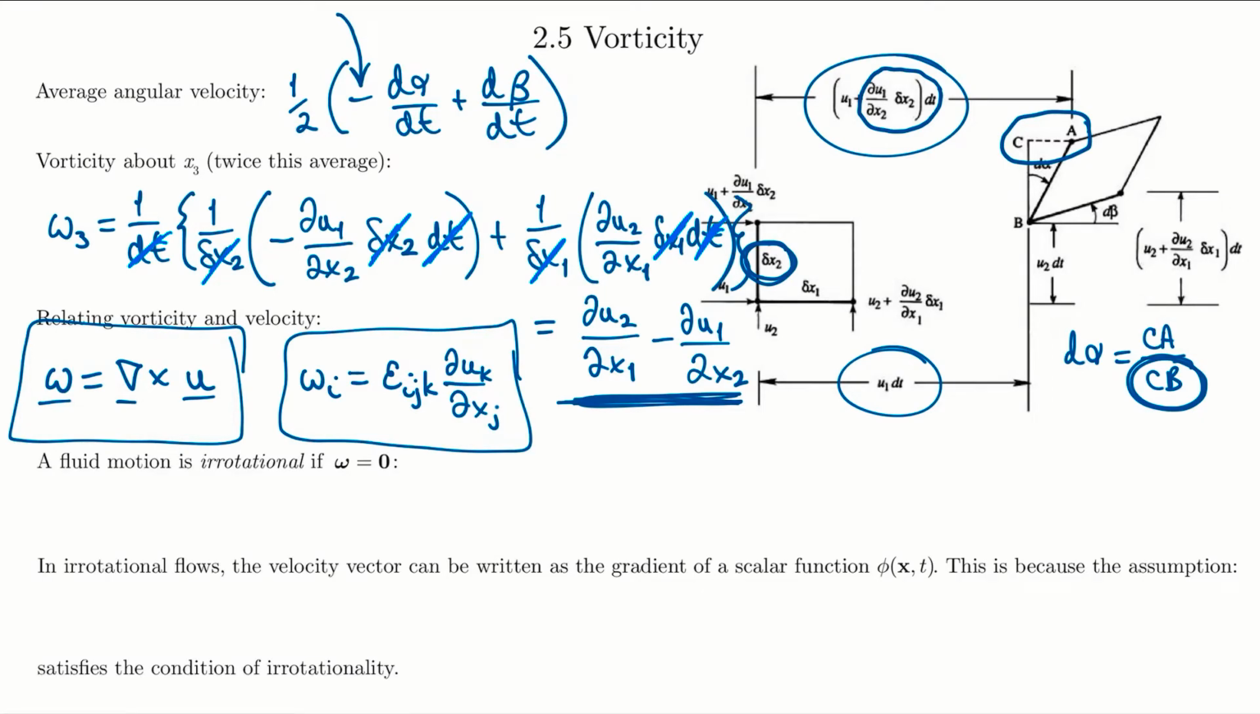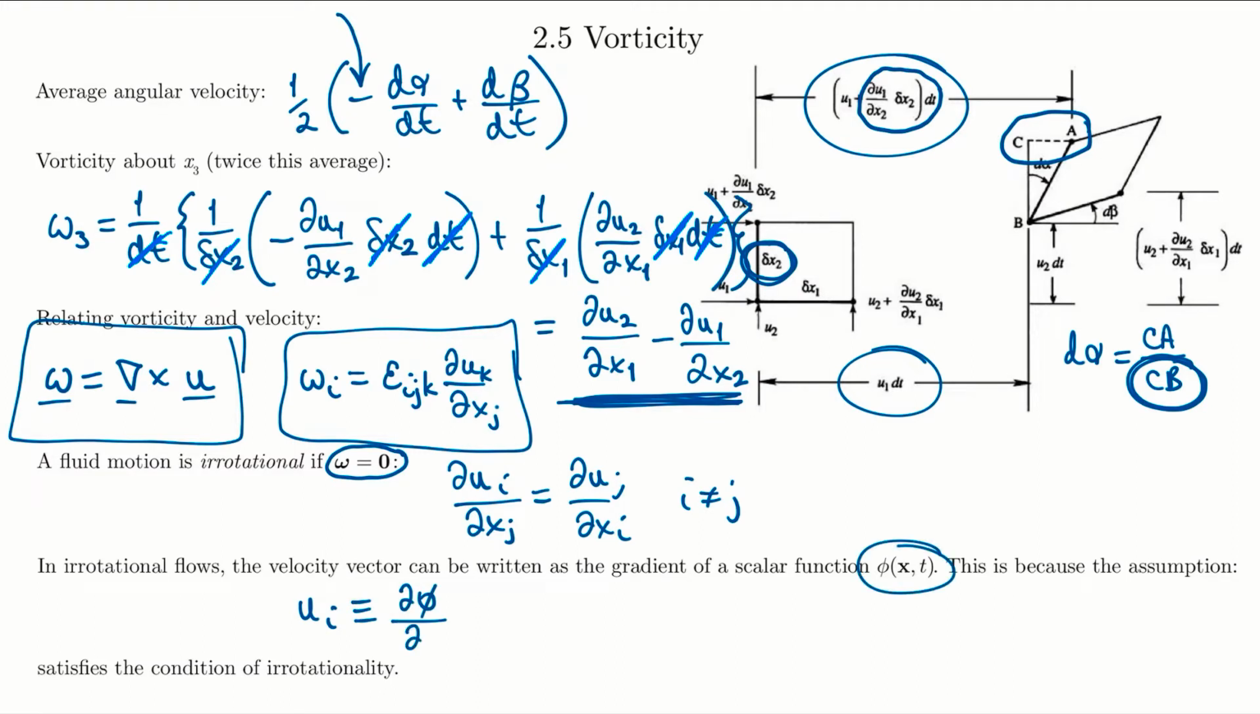Then we say something is irrotational if that vorticity is equal to 0. That's how we define irrotational, and that would require this to be true when i is not equal to j. That's a convenient way to check for an irrotational flow. And when we have irrotational flows, the velocity vector can be written as the gradient of a scalar function, where phi is the scalar function. That satisfies the condition we just defined right here, so that condition is satisfied if that's the scalar function.